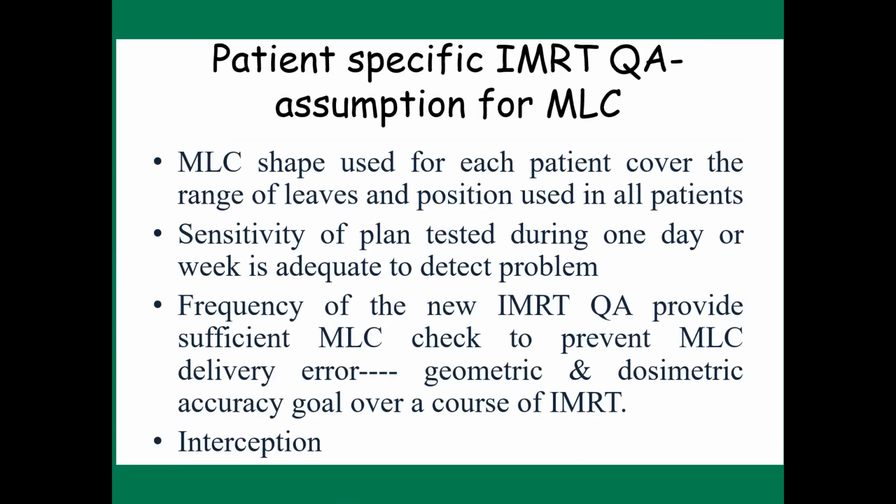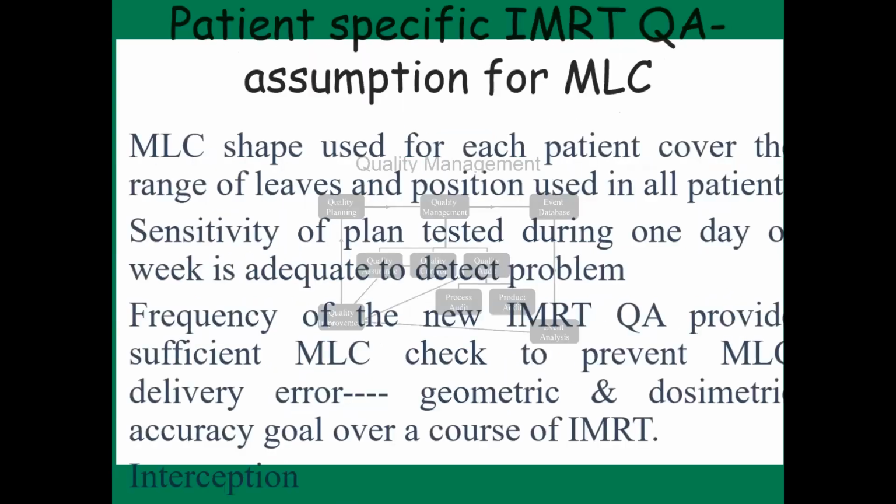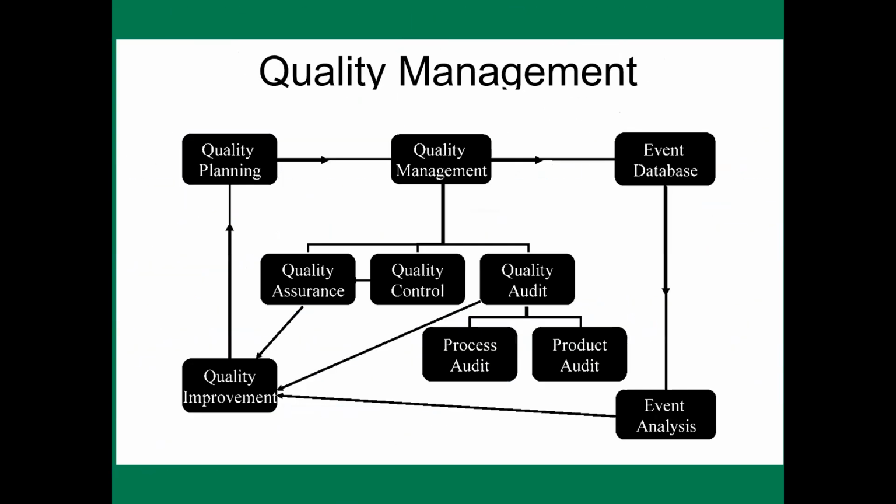Patient-specific QA assumptions for MLC, which we discussed in the previous slides. The MLC shape used for each patient covers the range of leaf positions used in all patients. Sensitivity of plan tested during one day or week is adequate to detect the problem. Frequent IMRT treatments provide sufficient MLC checks to prevent MLC delivery error. Geometric and dosimetric accuracy goal over the course of IMRT treatment. So this is the quality management one could design for their institute.